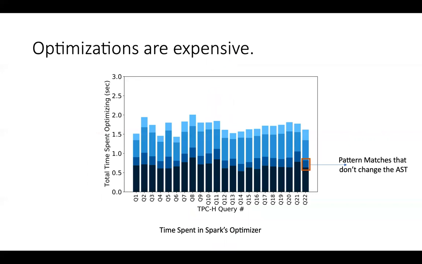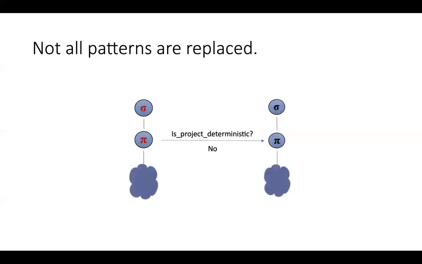The next place where the optimizer spends its time is doing unsuccessful pattern matches that leave the tree unchanged. Ineffective pattern matches result when the optimizer looks for a pattern and imposes constraints on the pattern. For example, the selection pushdown looks for this pattern, but rewrites the nodes only if the projection is deterministic. Else, it leaves the nodes unchanged.